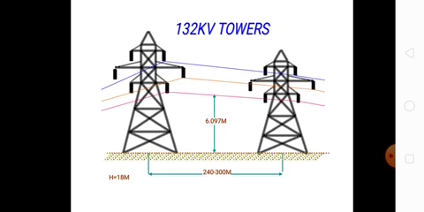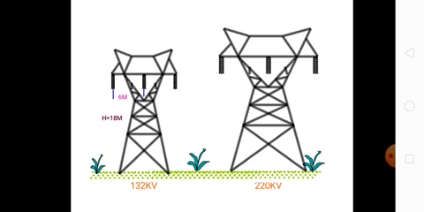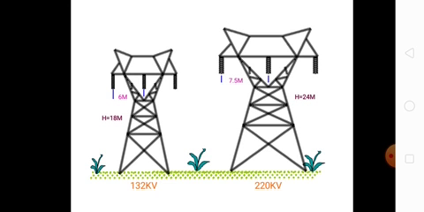For 132 kV towers, the height should be 18 meters and the ground clearance 6.097 meters. For 132 kV, the height is 18 meters and the ground clearance is 6 meters. For 220 kV, the height of the tower is 24 meters, and the ground clearance is 7.5 meters.